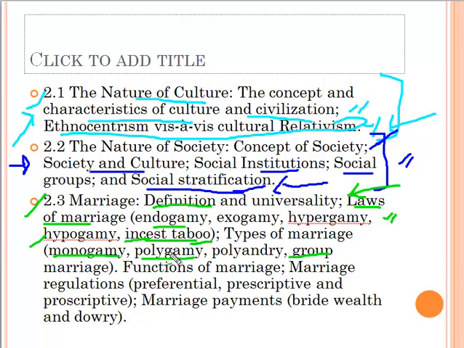I'm not entirely sure about polygamy and polyandry. Sometimes I get confused. Group marriage means when a group of women marry a group of men, so there is not any fixed relationship between one person and another person.